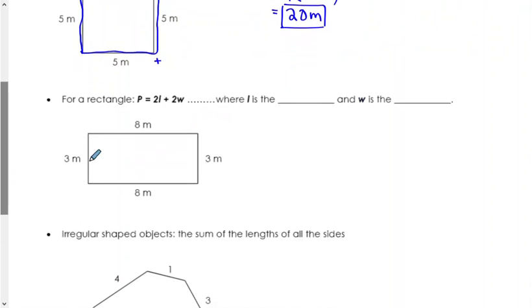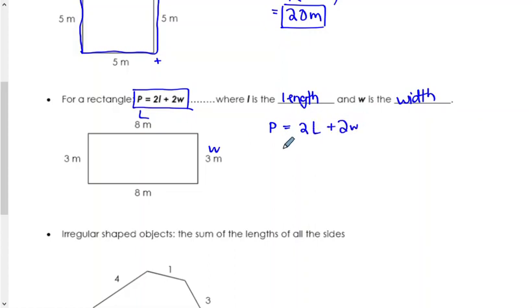For a rectangle, it's a little bit different. I have 2 sides that are the same and another 2 sides are the same. So remember, the longest side, we label your length. Shorter side is your width. So to find my perimeter, I can just do 2 times my length plus 2 times my width. So my perimeter would be 2 times my length plus 2 times my width, where my length is 8. So 2 times 8 plus 2 times 3.